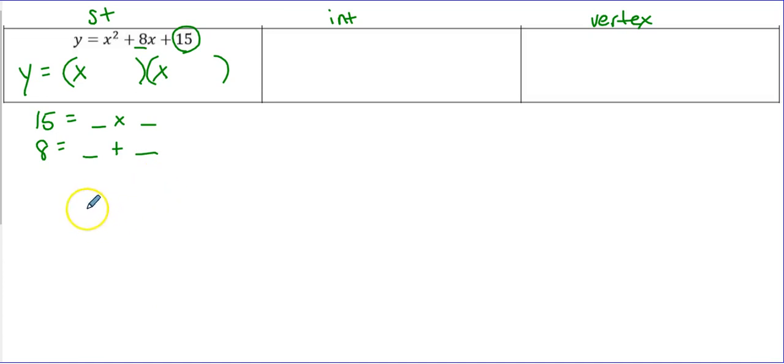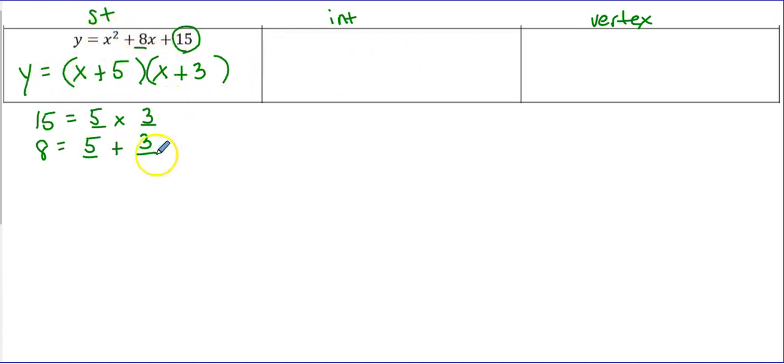So I need a factor pair for 15. I need something times something that equals 15. Well, 15 times 1, but when I add 15 plus 1, I don't get 8, so that won't work. 5 times 3 equals 15, and 5 plus 3 equals 8. So that would work. Well, that's what goes in here, and they're both positive numbers, x plus 5, x plus 3. So this is actually intercept form. We're going to rewrite this over here, but this is my factored form.